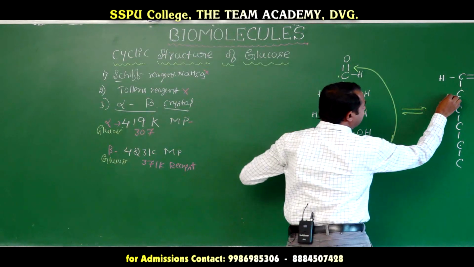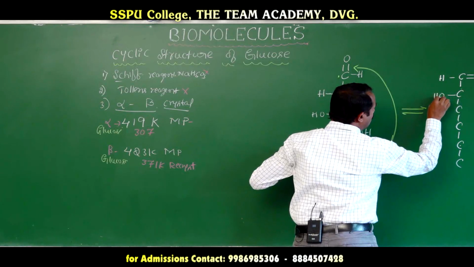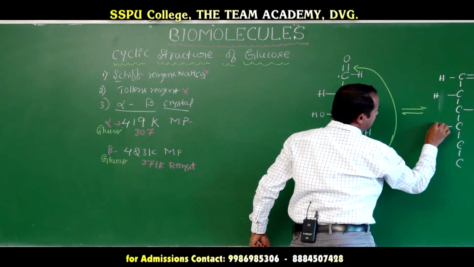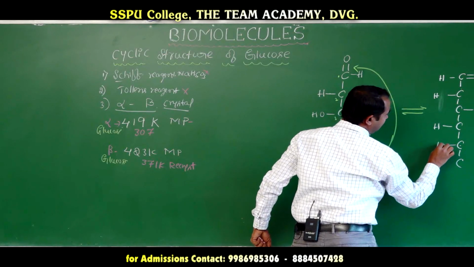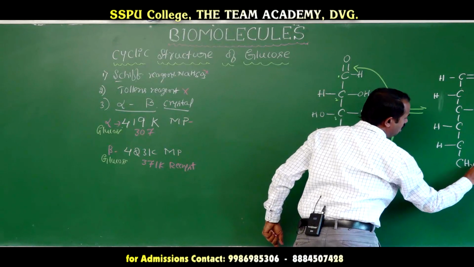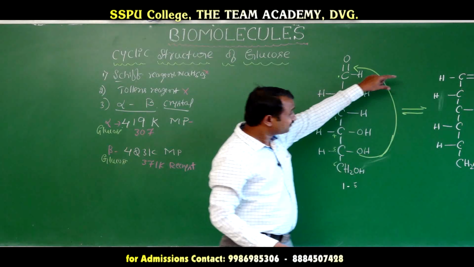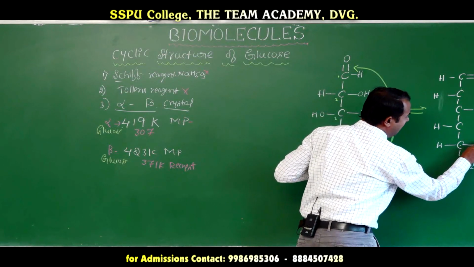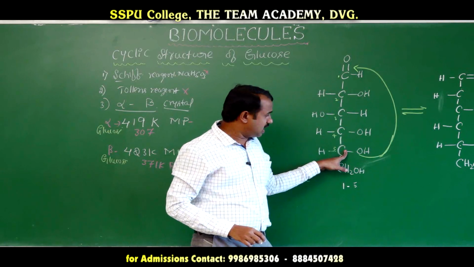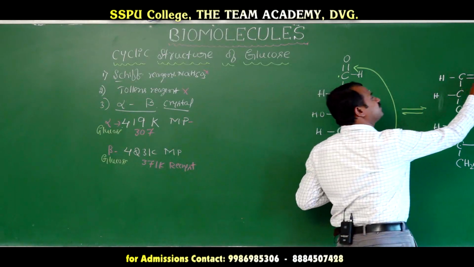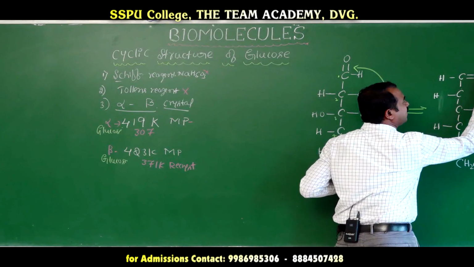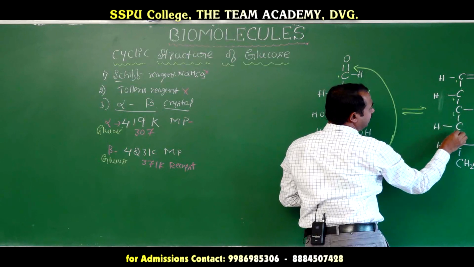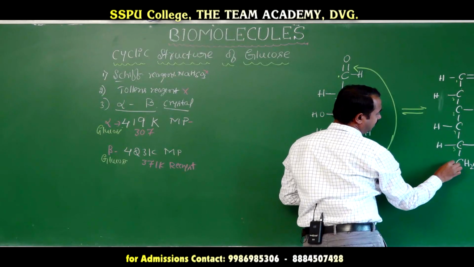Second carbon is same, hydrogen. Next one, hydrogen, and again hydrogen. Last one is CH2OH. Listen carefully. Here is the C5 carbon, and here the oxygen atom is there. The proton is shifted to the C1 carbon. Here we number 1, 2, 3, 4, 5, 6.